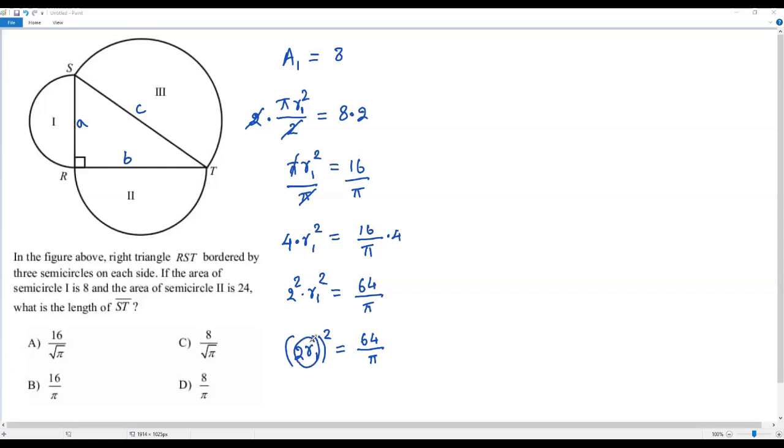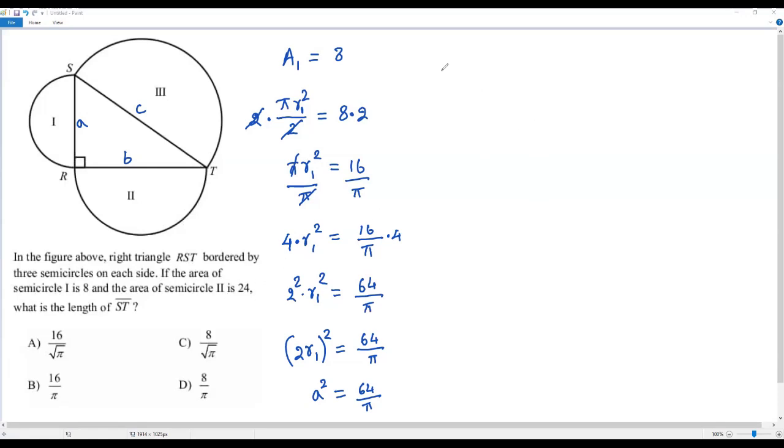So now we can replace this diameter 2 times R1 by A. Then we get A, and we can take this exponent 2 as it is. That is A square equals 64 divided by pi. So to get R1, that is to get the diameter, I just multiplied both sides of the equation over here by 4.